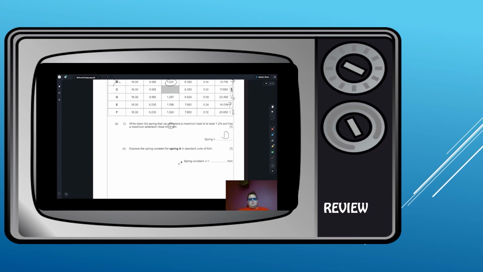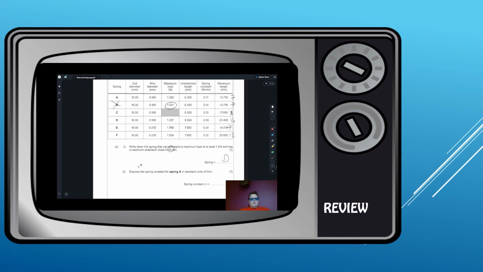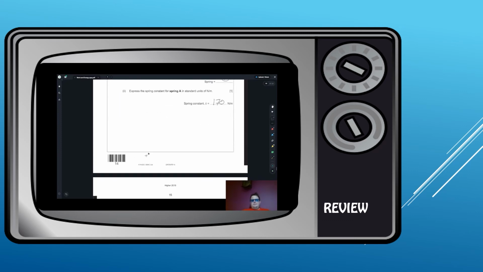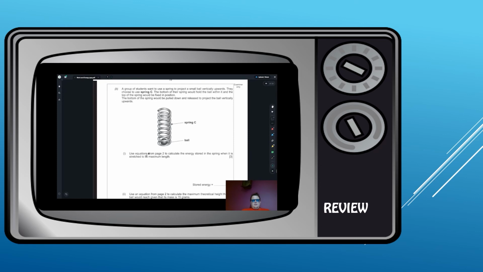Express the spring constant A in standard units. So, of A, spring constant, this is newtons per millimetre. So if you think about it, the newtons per metre is going to be 1,000 times bigger, which is going to be 170.